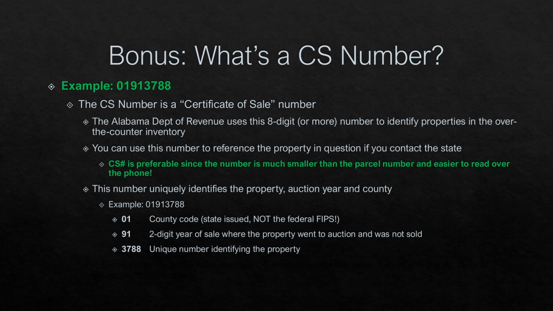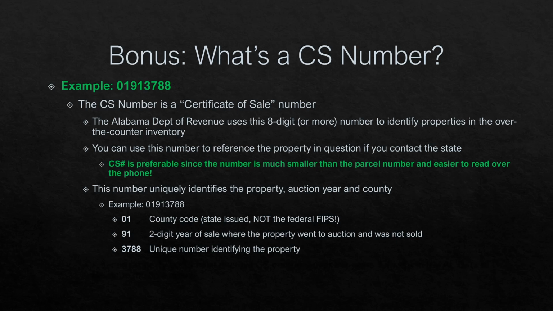So, right off the bat, 01 is the county code, the first 2 digits. This is the state-issued county code, not the federal FIPS code. Don't use the FIPS code when you talk to the state. Different government. The second 2 digits are the 2-digit year of the sale, the auction where they just didn't sell the property. So in this case, the property literally went to auction in 1991, and it's still in inventory. So 91, yes, I know, Y2K.